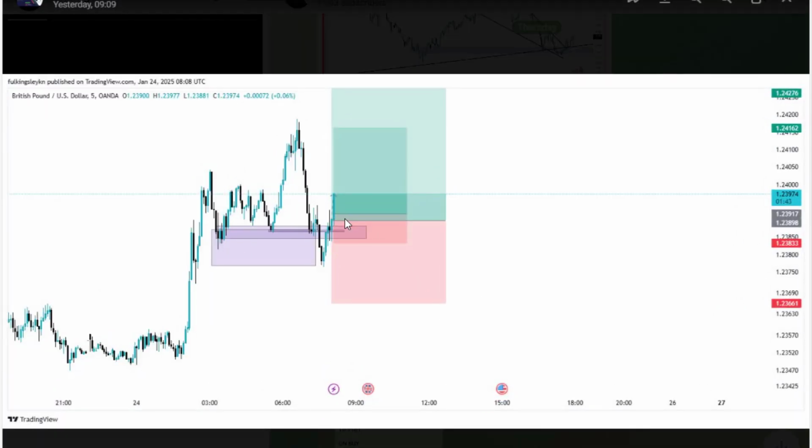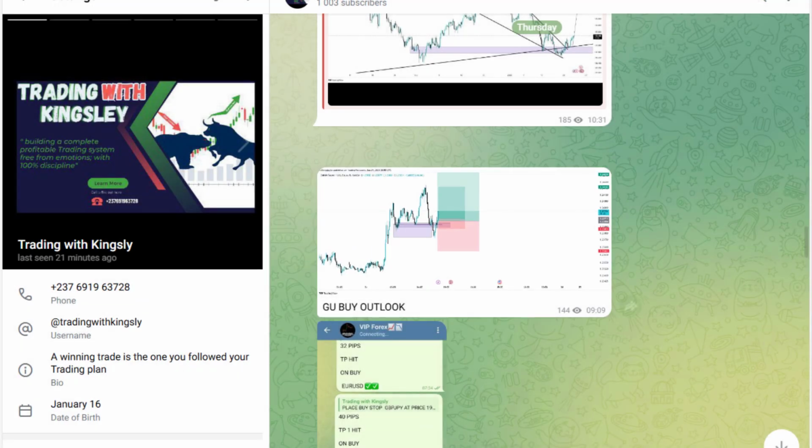Remember, this was the time where price was moving. This is where we had the liquidity that was cleared around that zone that I showed you guys, and then we actually gave the signal, and then it also hit TP more than 50 pips.